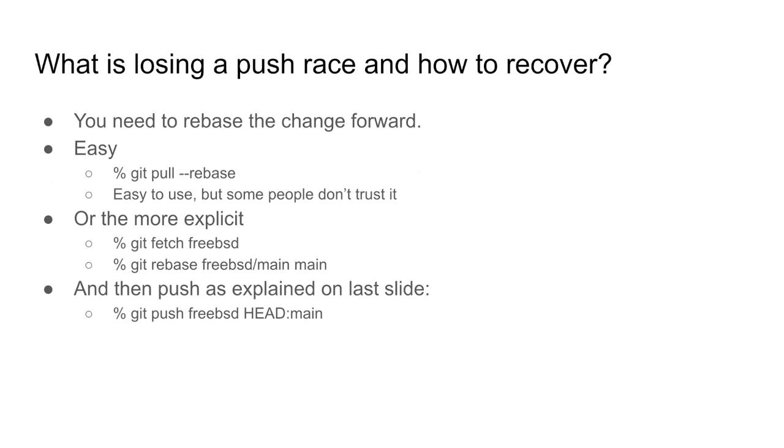So if you want to be more explicit, you fetch FreeBSD, and then you rebase FreeBSD/main onto main. The order seems kind of backwards for how I would order it, but that's the order you give. You give the branch you want to check out, and then the branch that you are rebasing relative to that branch that you've checked out is the order of the commands for rebase. And that will rebase your changes forward. You can then do a push. Do the push exactly like I did in the last slide. There's nothing special after that. This fixes it locally, so you can do the push.